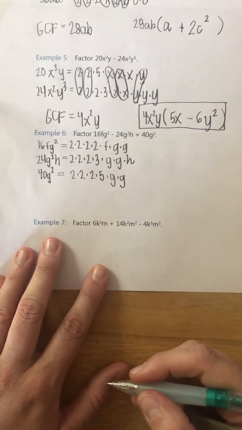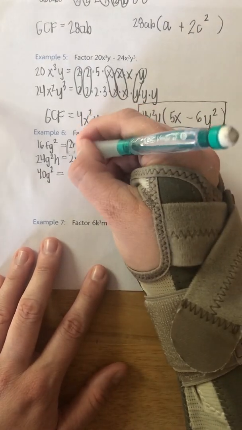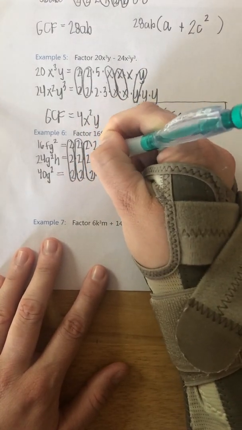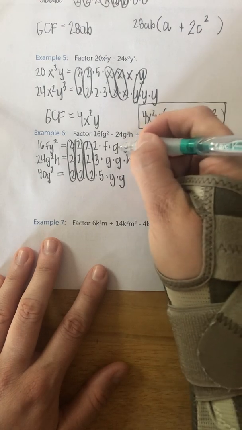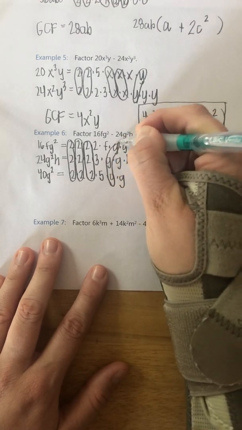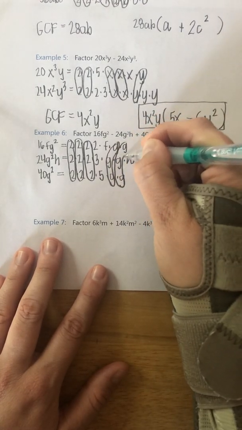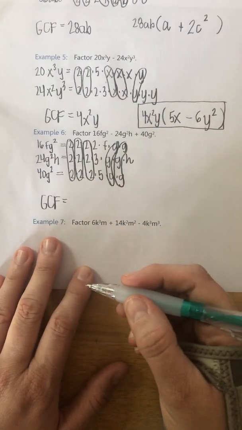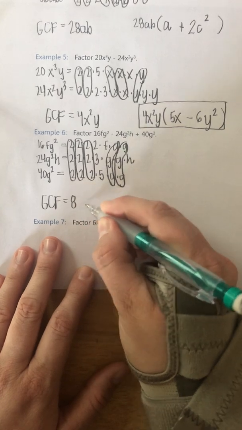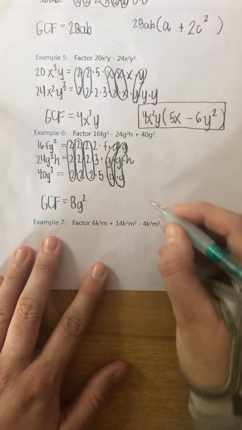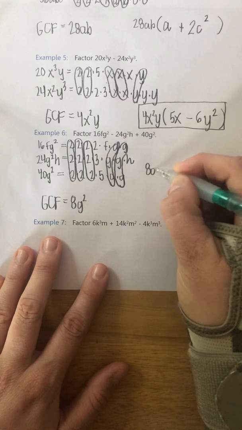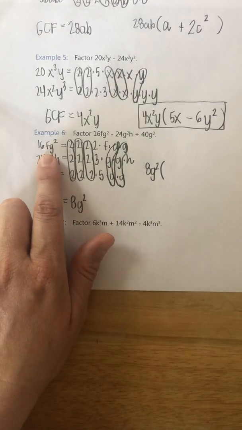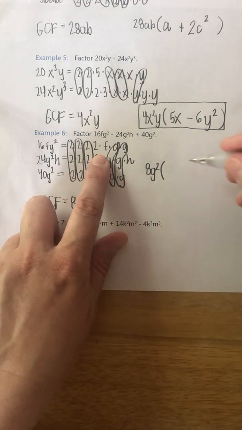So what are some things that they all 3 have in common? Well, let's see. We have a group of 2's, another group of 2's, and a third group of 2's. And then we have a group of g's and another group of g's. So what would the greatest common factor be? 2 times 2 times 2 is 8, and g times g is g squared. So we're going to take out 8g squared. When we take it out of the 16fg squared, we're left with a 2 and an f.